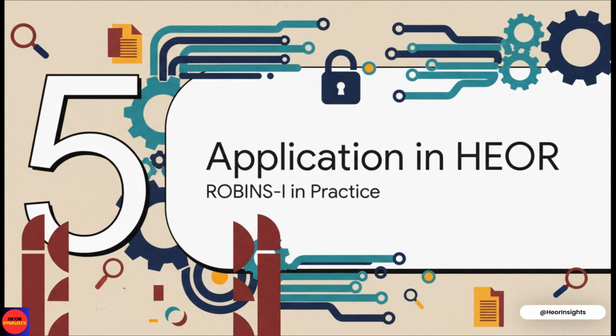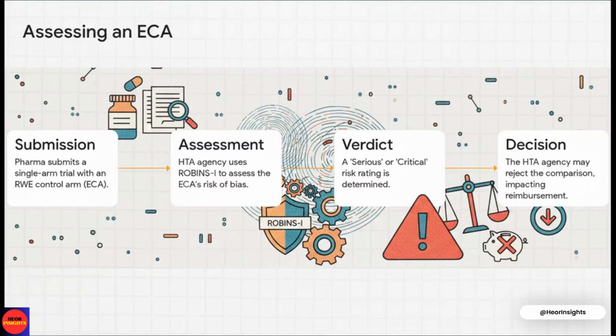Now, this whole framework isn't just an academic exercise. It has very direct practical applications. ROBINS I really acts as a critical gatekeeper for evidence in some key HEOR activities. Let's walk through a common high-stakes example, external control arms, or ECAs. So a pharma company might submit a single-arm trial, and they'll use real-world data to create an ECA for comparison. The HTA agency will then take that ECA and put it through a ROBINS I assessment. Now, if that tool spits out a serious or critical risk rating, well, the agency is very likely to reject the comparison. And that can have a huge negative impact on whether the product gets reimbursed.